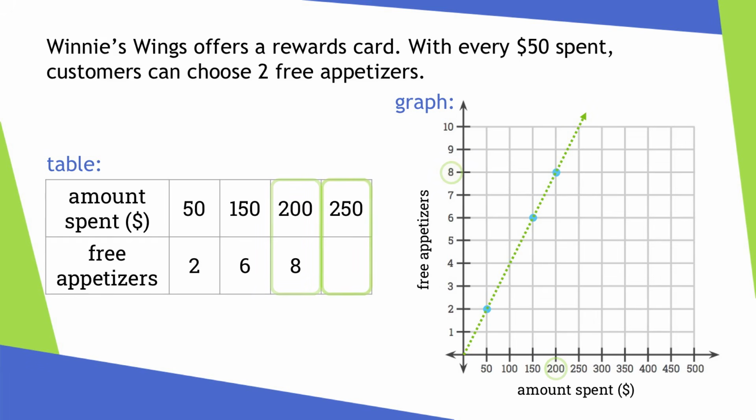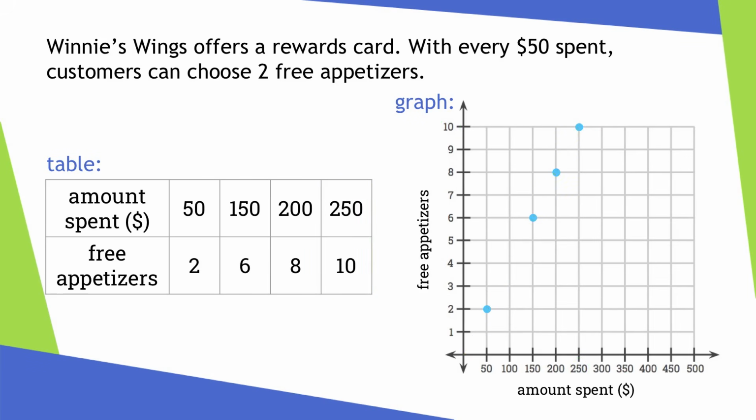And finally, we want our last point at $250. We follow the line again. This time, we want to find where we have an x value of $250. That's when we have a y value of 10 free appetizers. This way, we're able to fill out our table and graph at the same time.